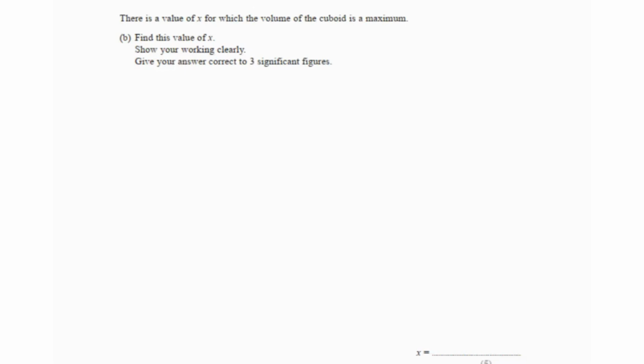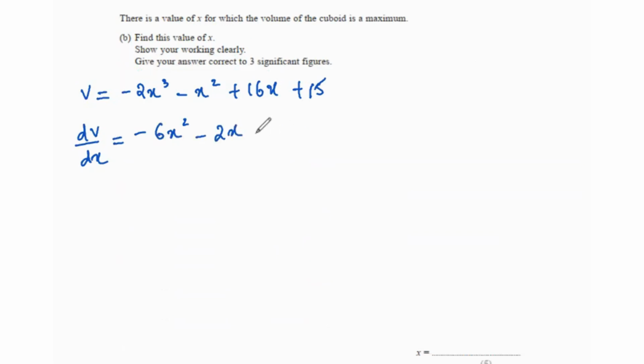So V equals negative 2x cubed minus x squared plus 16x plus 15. That was our equation, so let's differentiate this now. dV over dx is going to be negative 6x squared minus 2x plus 16. Like we said, at the maximum value, dV over dx is going to be 0. So 0 equals negative 6x squared minus 2x plus 16.